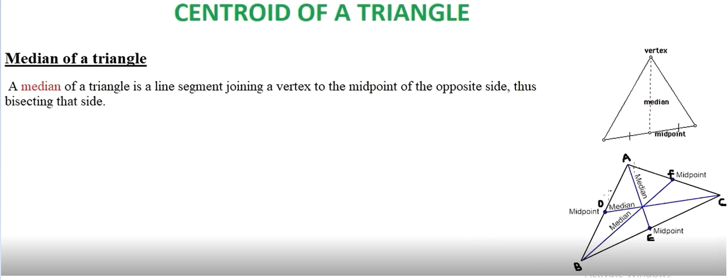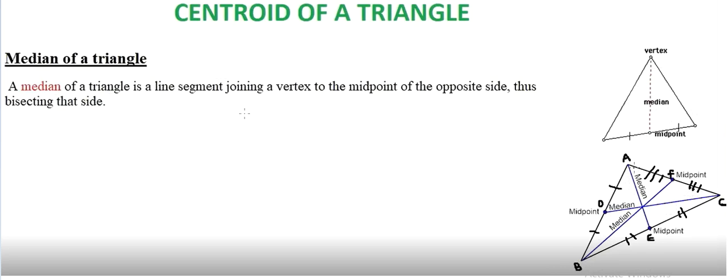Now since D is the midpoint, this line, that is CD, divides AB into two equal parts. Both these parts will be equal, that is AD and BD will be equal. Since E is the midpoint, AE divides BC into two equal parts, that is BE and EC will be equal. And similarly, since F is the midpoint of AC, BF divides AC into two equal parts, that is AF and CF will be equal.